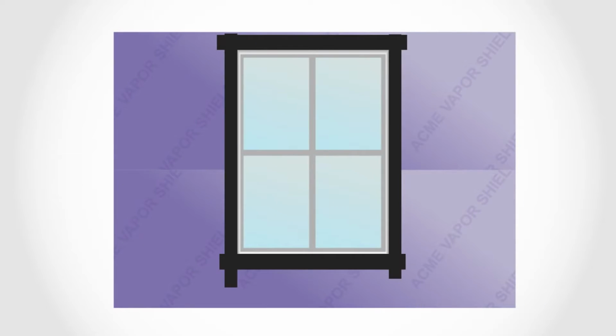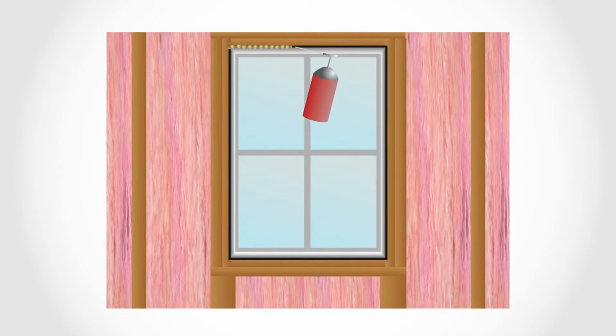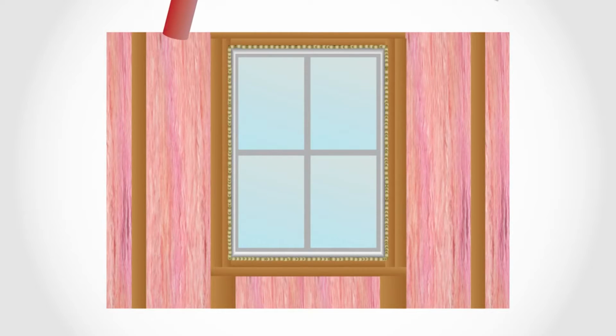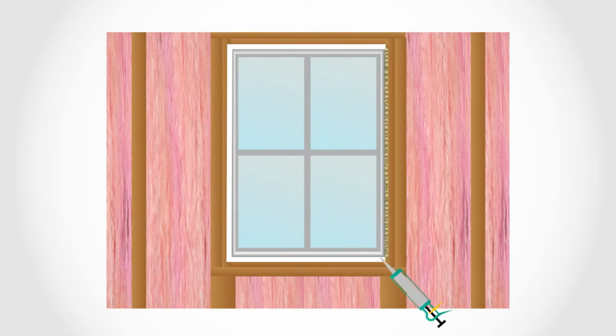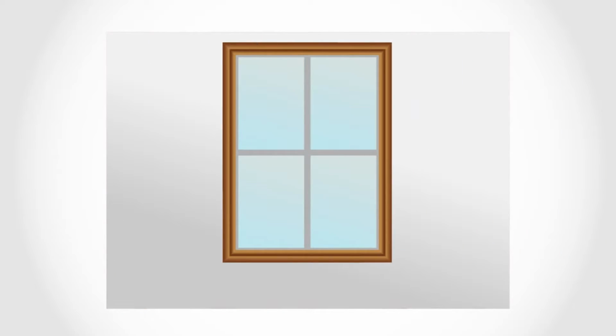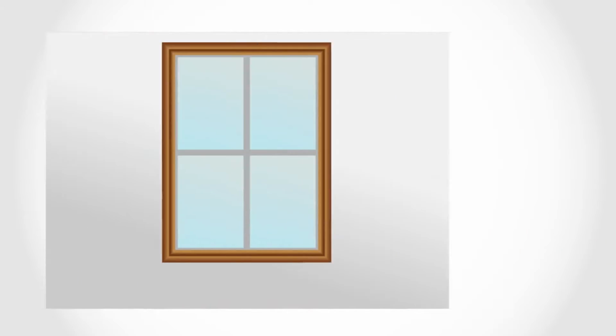When the window is installed, the installer must seal around the windows. Seal the rough openings during construction, then caulk between the unit and the rough opening after installation. The interior window trim will provide the final layer of air sealing.